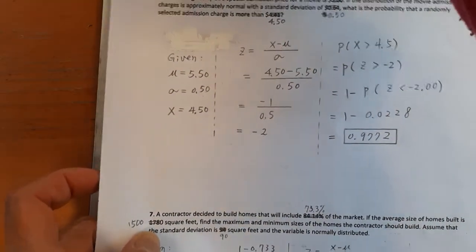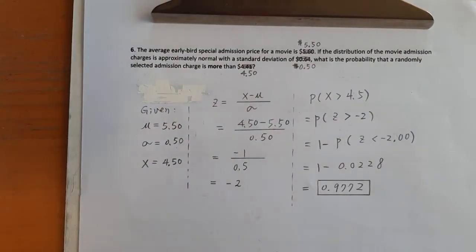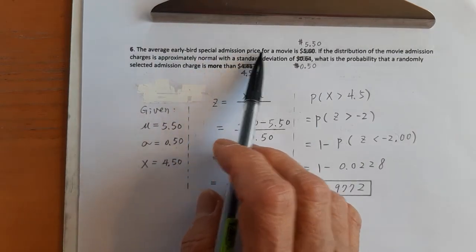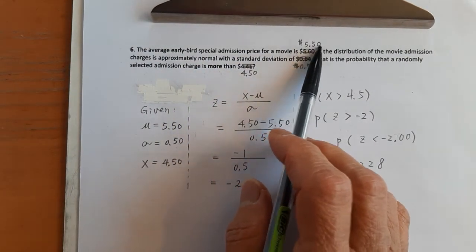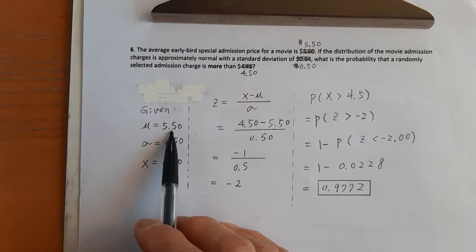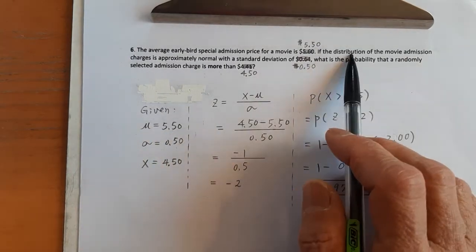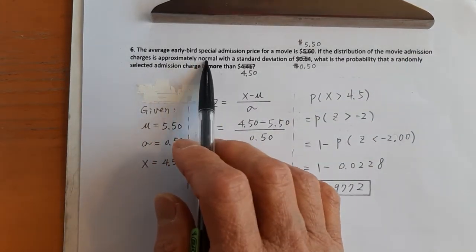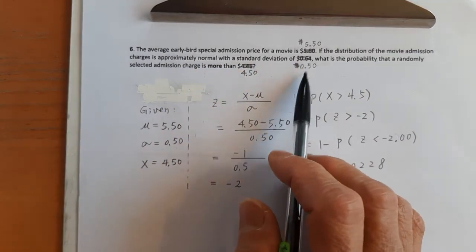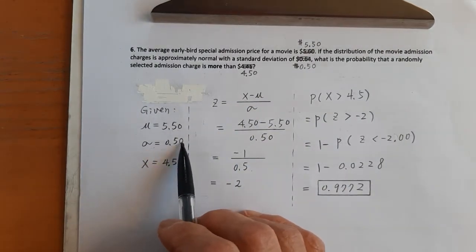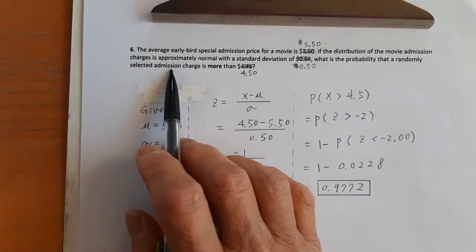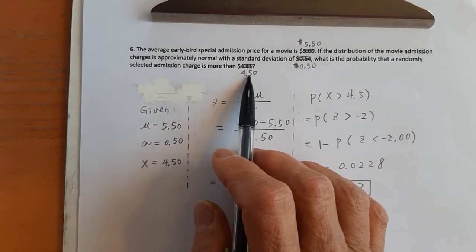Next example. Given that the average, which is the mean, early bird special admission price for a movie is $5.50. So given mean is $5.50. If the distribution of the movie admission charges is approximately normal with a standard deviation, sigma, $0.50, what is the probability that a randomly selected admission charge is more than $4.50?